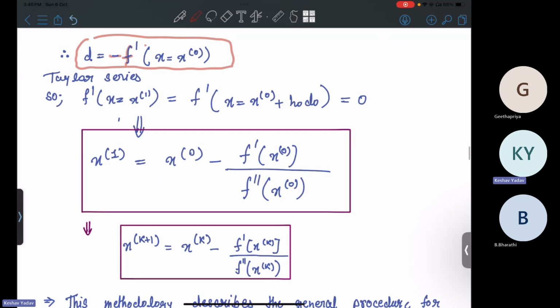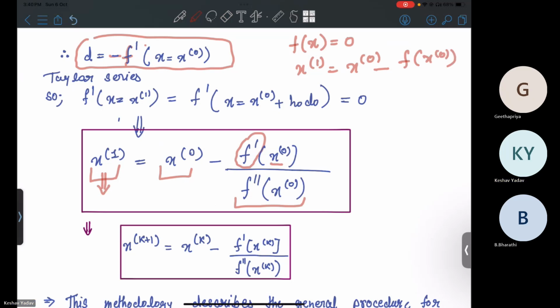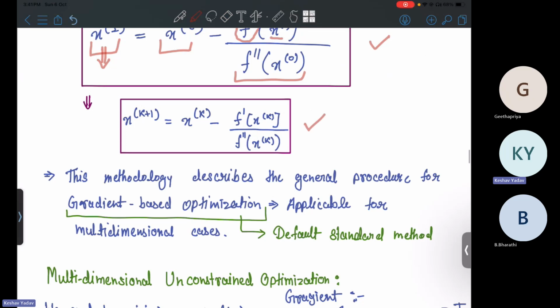Then by using the Taylor series, I can find that x at the first iteration will be equal to x at the 0th iteration minus f prime of x at 0th iteration divided by f double prime at 0th iteration. If you remember, when we were finding the root of f of x, the formula we got was x naught minus f of x naught divided by f prime of x at the 0th iteration. Now in optimization, we are finding the root of f prime of x. So you simply replace f with f prime. So this f prime will become f double prime, and this f will become f prime. So this is the formula. For any (k plus 1)th iteration, I can write it as x at kth iteration minus f prime at kth iteration divided by f double prime at kth iteration.